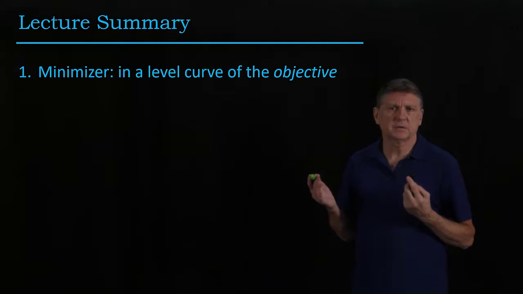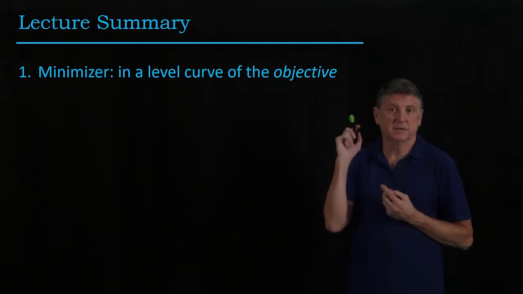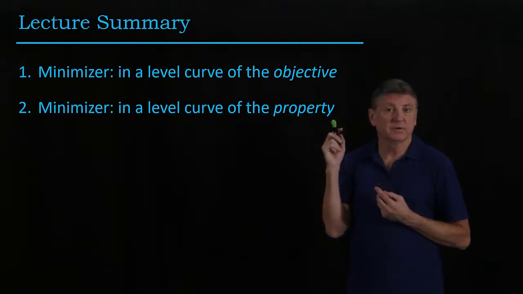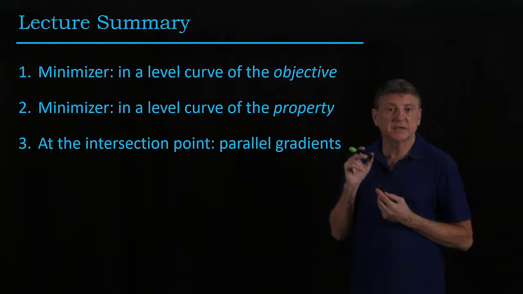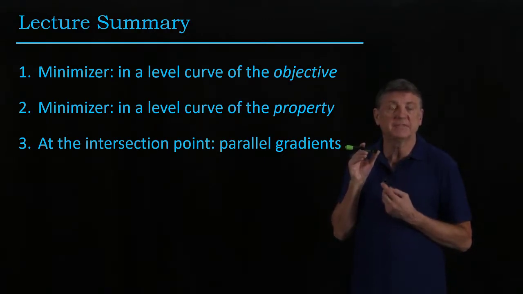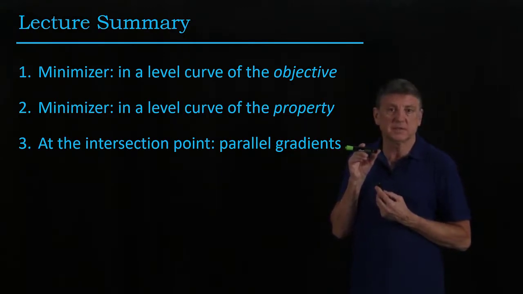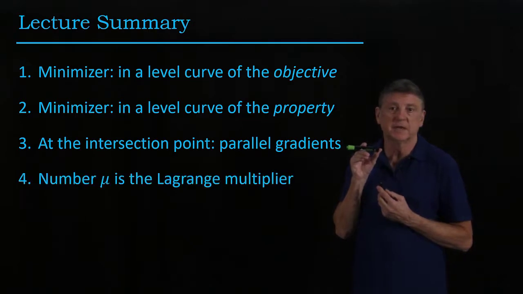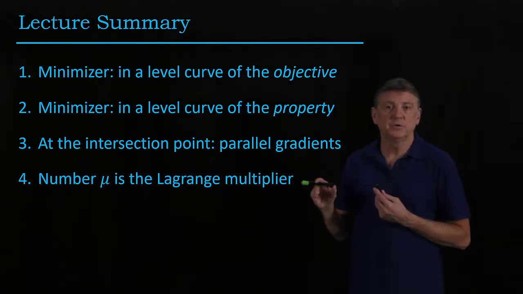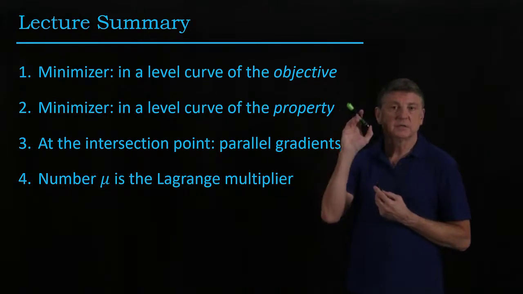So let's summarize our lecture. What we found is the minimizer is in a level curve of the objective function. The minimizer is also in a level curve of the property function. At the intersection point, these gradients are parallel. They don't have the same magnitude, but they have the same direction, given this possibility of plus minus, so they might be flipped oppositely, but that still is parallel geometrically. And there is a number, and we'll use mu for multiplier to refer to this Lagrange multiplier, that transforms one of these gradients to the other gradient.